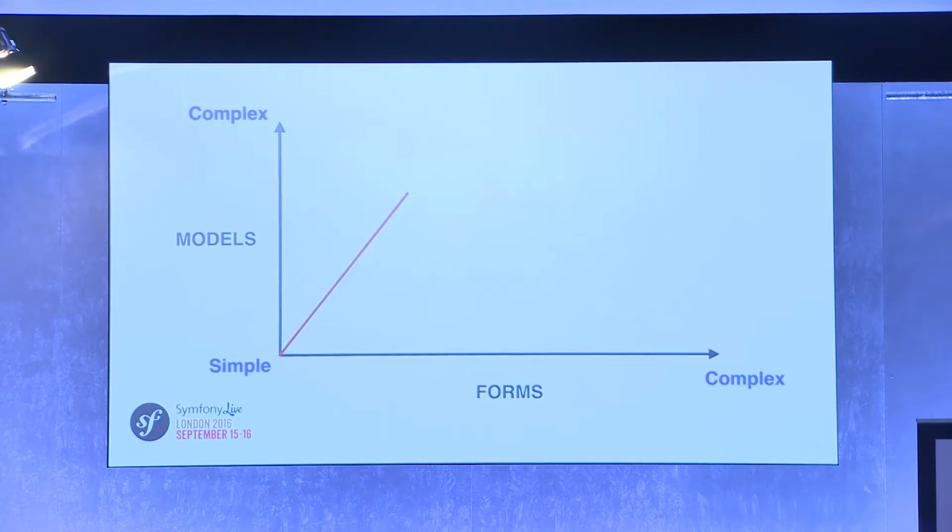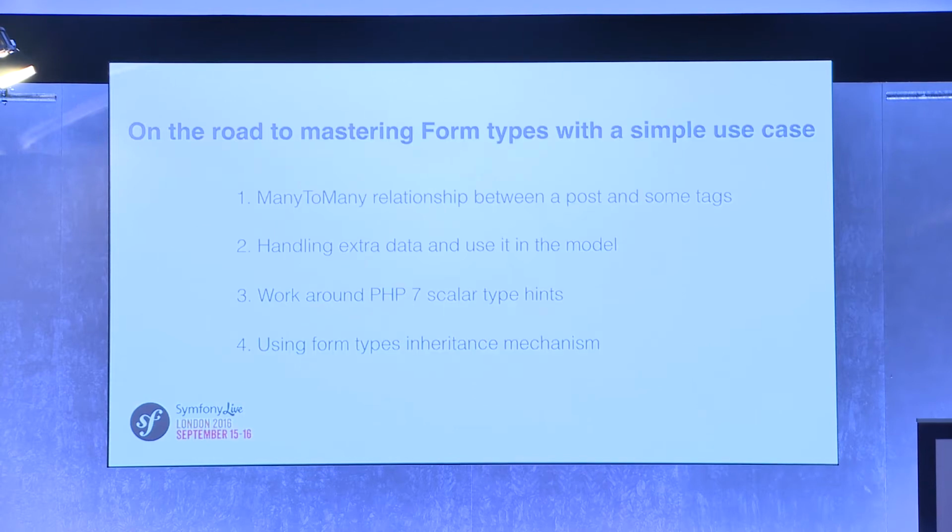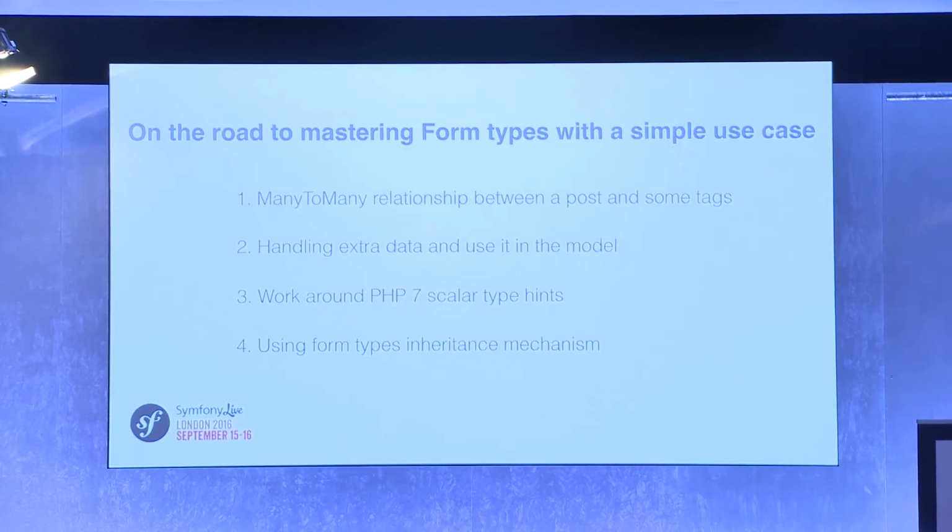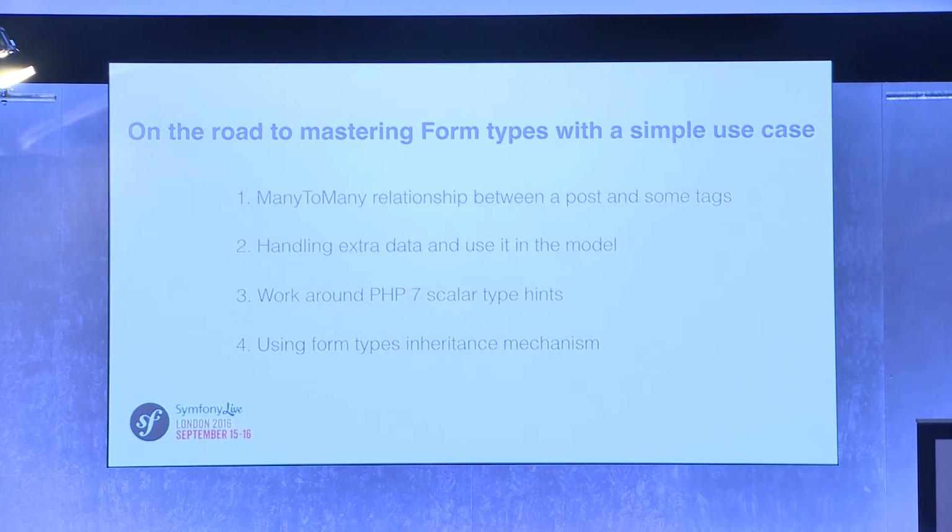So we think that if our models get more complex, the forms will also do. But sometimes it just gets really complex and we question ourselves, is it our code? Maybe we don't understand right how it works. Where does it come from? So to analyze this, we will start with a simple use case we surely faced in the past, a many-to-many relationship, and what it implies. So we will discover some tricks along the way.